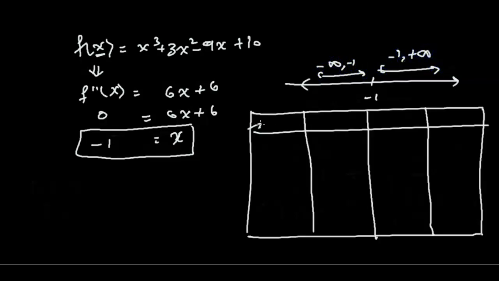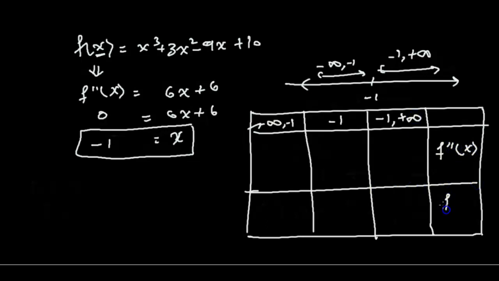When we put this in the interval table, we get negative infinity to negative 1, x equal to negative 1, and negative 1 to positive infinity, and we write down the values of the second derivative and then make a conclusion for the original function. When we sub in any value from negative infinity to negative 1, for example negative 10 in this case, 6 times negative 10 is negative 60 plus 6, we get a negative answer. When we sub in negative 1 here, we get a 0. And when we sub in any value from negative 1 to positive infinity, that is, a 0 in this case, we would get a positive answer.